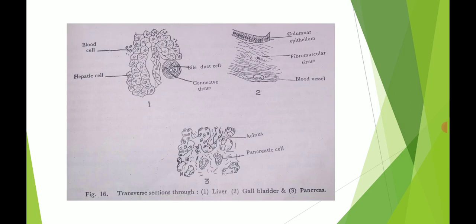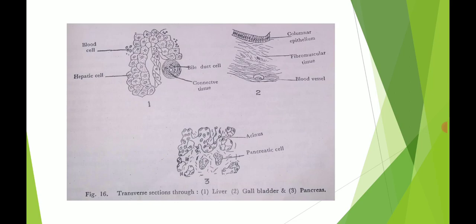Then the second diagram is the gallbladder. The liver is connected to the gallbladder. This gallbladder has columnar epithelial cells as well as fibromuscular tissues, and there are blood vessel cells present. Next is the pancreas. The pancreas is also a digestive gland. It takes part in secreting various enzymes. This pancreas consists of acinar as well as pancreatic cells.